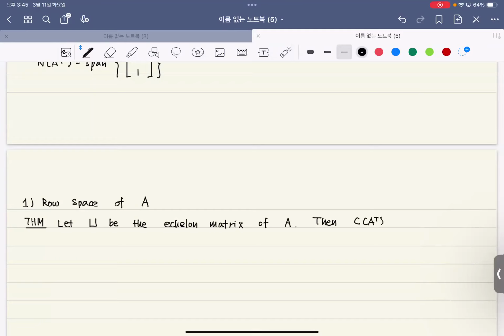the row space of A is the same as the row space of the echelon matrix U. This is my first claim. Why is that? First, you will need to be convinced that every row of U can be written as a linear combination of rows of A.